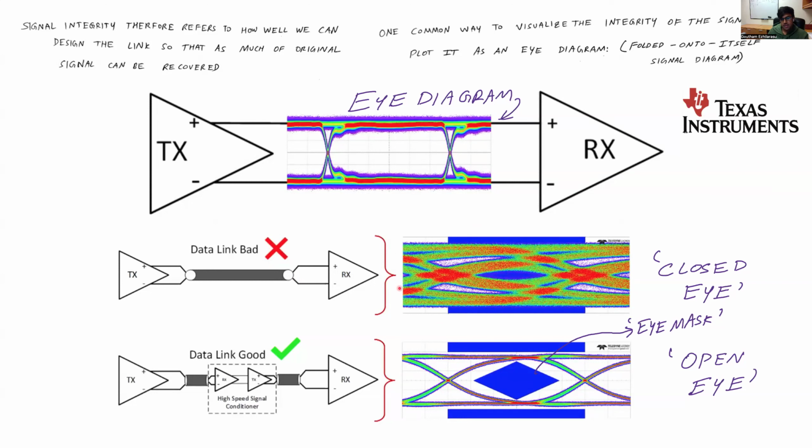What you will find is that if you had a bad link, which means it has poor signal integrity, then this eye would be more closed. However, if it is a good link, where you had designed the link in such a way that all the signal integrity specs have been achieved, then you will notice that the eye will be kind of open like this. And you can define a certain so-called eye mask. If the eye is more open than the eye mask, then you say that the link has passed signal integrity.